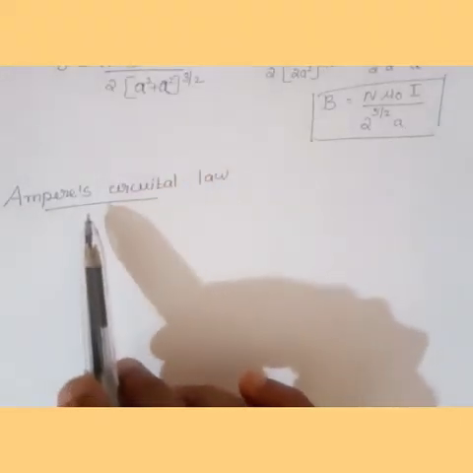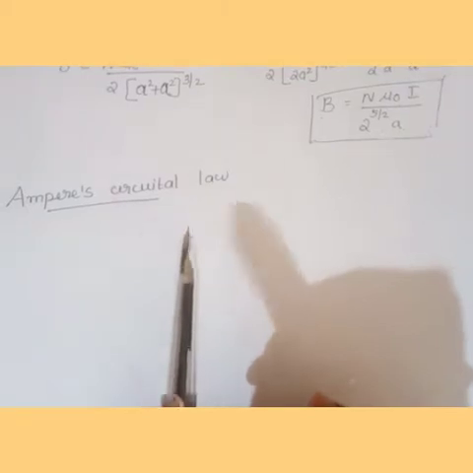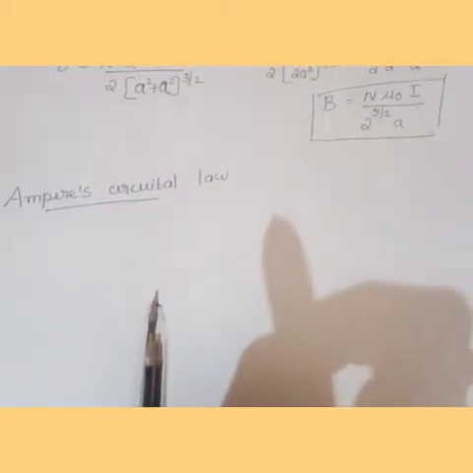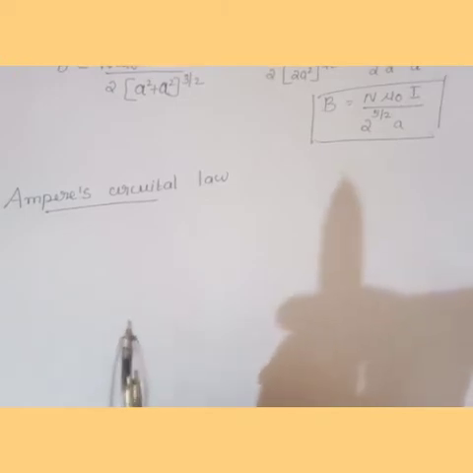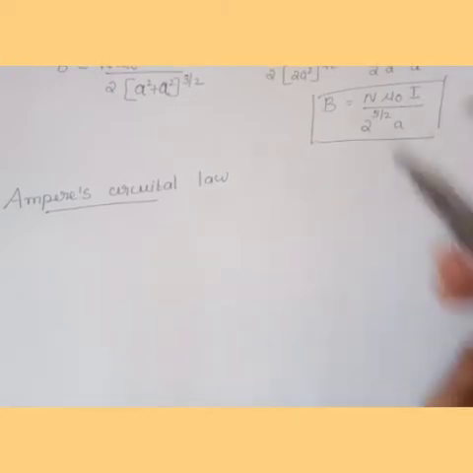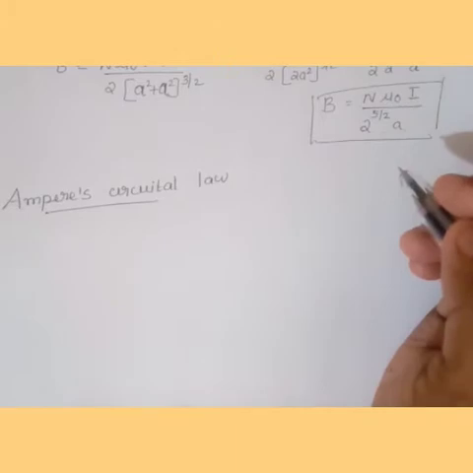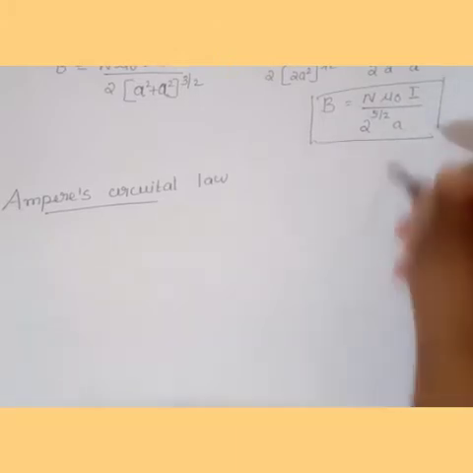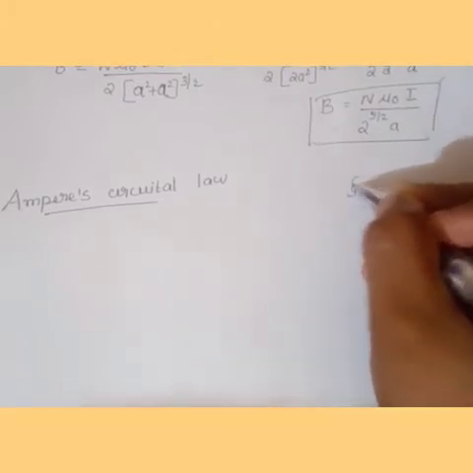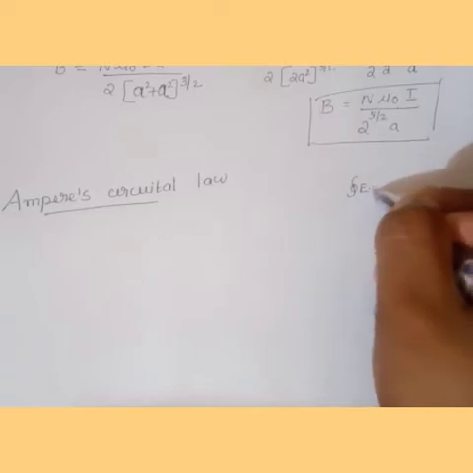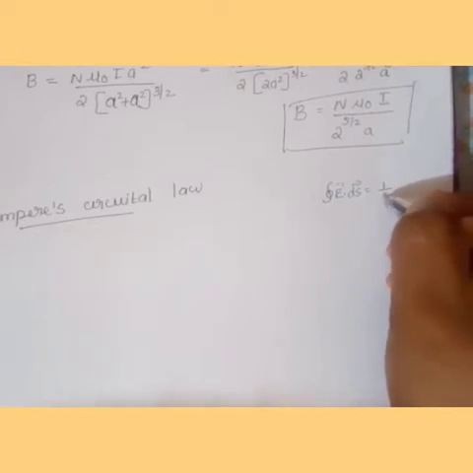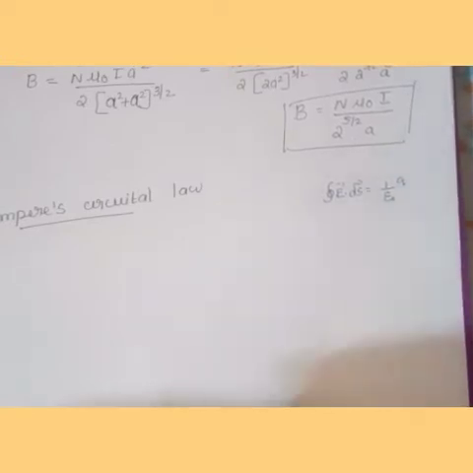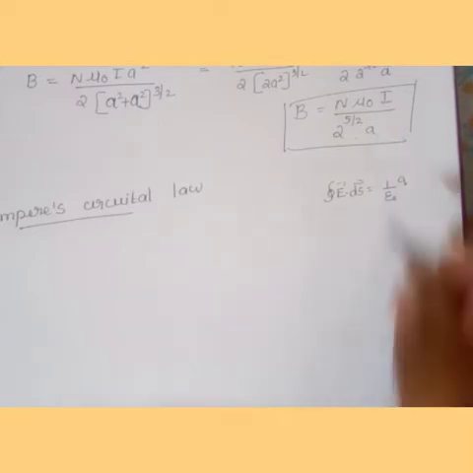Next topic is Ampere's circular law. In the first chapter, we had studied Gauss theorem. The Gauss theorem is the relation between electric flux and total charge enclosed by the circuit. That means the closed integral of E dot ds is equal to 1 by epsilon 0 times the net charge enclosed by the circuit. Okay, so this is Gauss theorem.